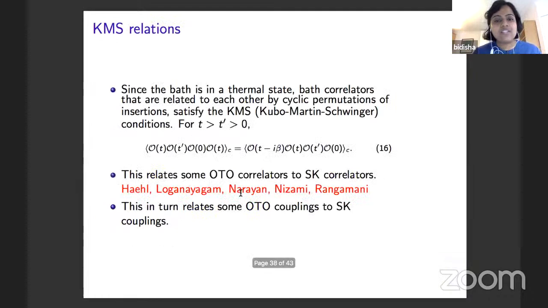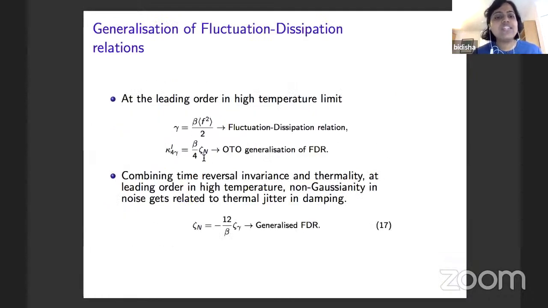So if you combine these two relations, then you see that there is a direct relation between zeta n and zeta gamma. So this is the generalization of the fluctuation dissipation relation, which is relating non-Gaussianity in the noise of the particle to the thermal jitter in the damping constant of the particle. And this factor changes depending on whether you were studying cubic or quartic effective theory or higher orders, but this is a very robust relation, which is true at any order in the effective theory.